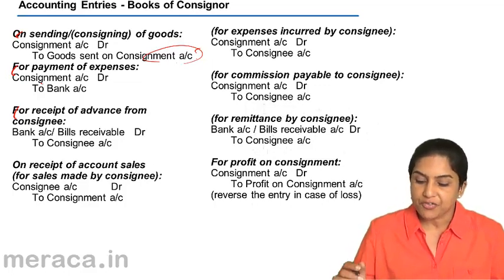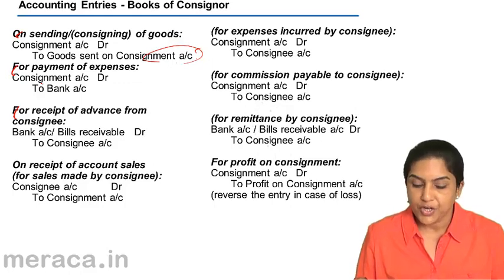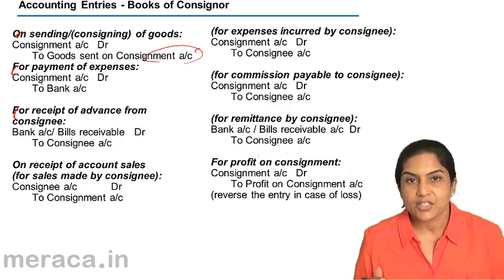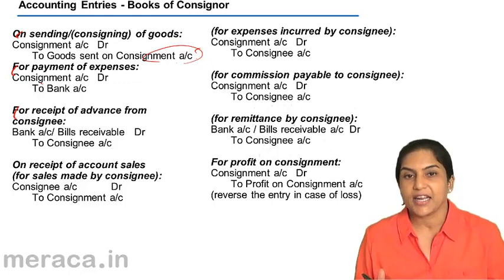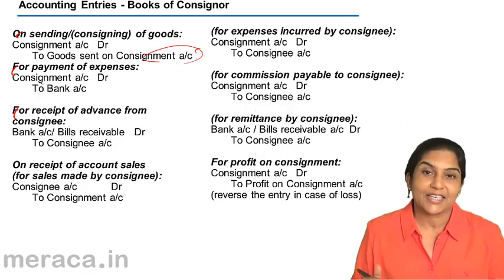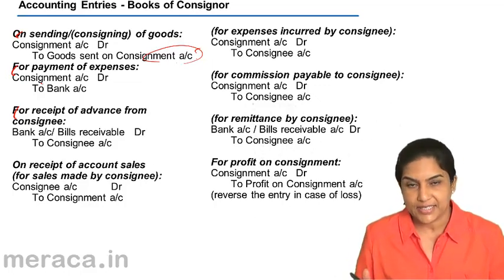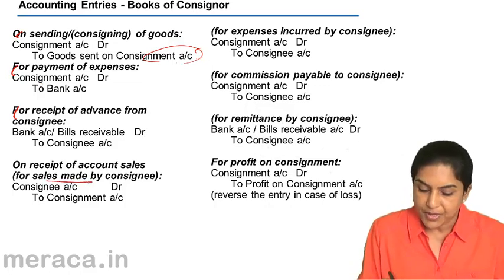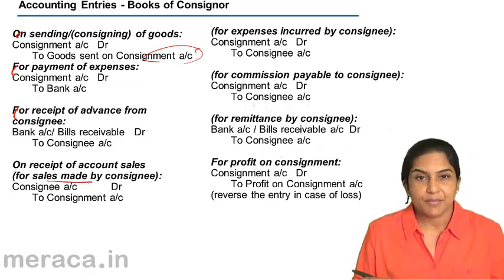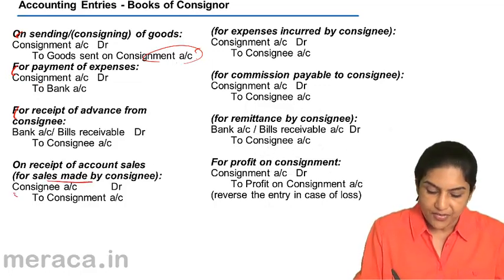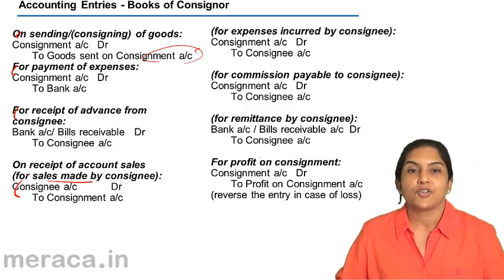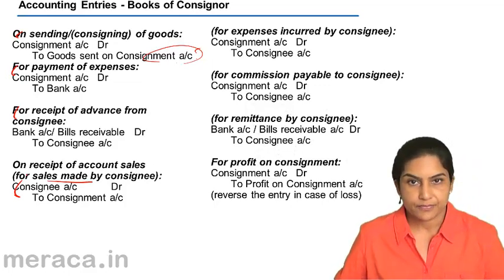Next, on receipt of account sales, we know we get the details of sales by the consignee, details of the expenses by the consignee, details of commission by the consignee, etc. So for sales which is made by the consignee, the consignment account would have to be credited. So what is the entry? Consignee account debit to consignment account.